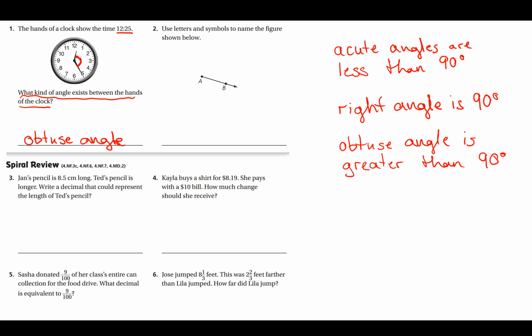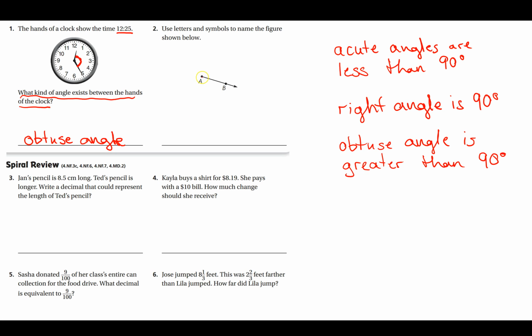All right, use letters and symbols to name the figure shown below. So this would be like the picture, right? We compared it to the yearbook. You know, you have your picture, and then below your picture you would have your name. Same thing with rays or line segments or lines. The picture and the name look slightly different. Okay, so here's the picture. We want to give it its name.